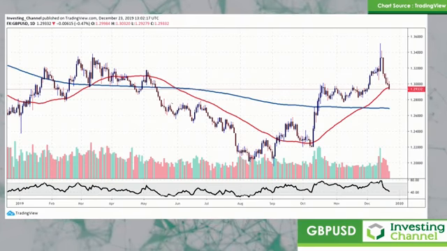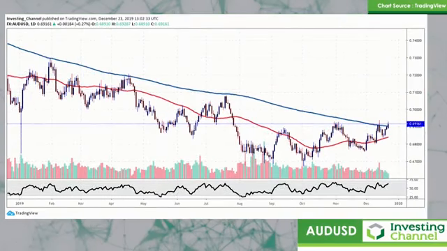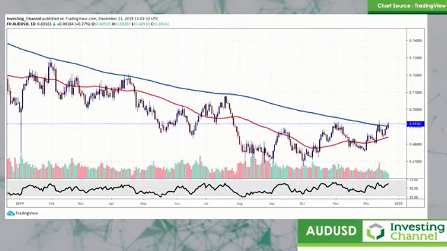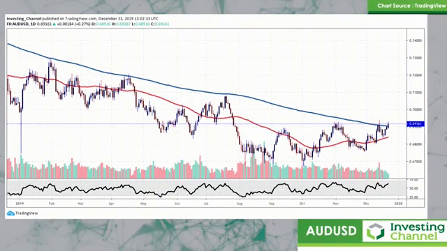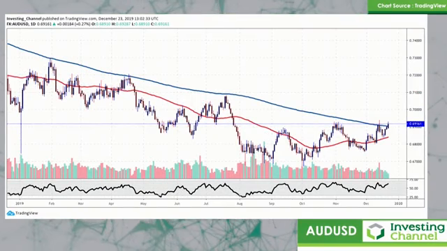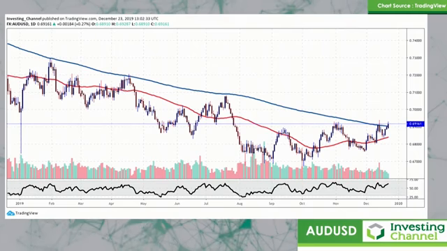Let's take a look at the Aussie against the US dollar. Look how that moving average has worked so well, the blue line. It's hit it 4 times this year. Key resistance at this level, okay? Basically, a break there, again, would give us plenty of scope for some upside.